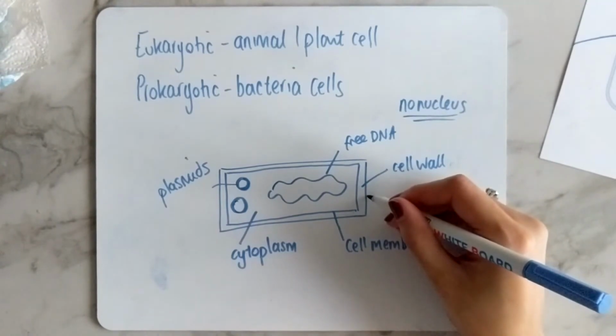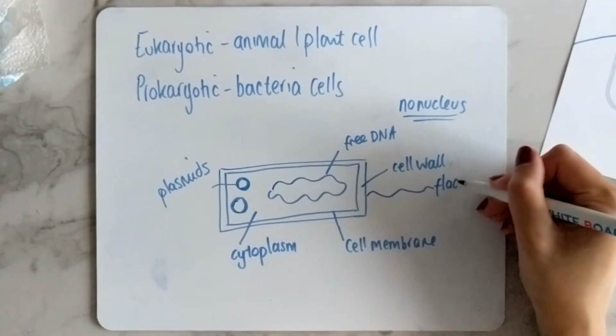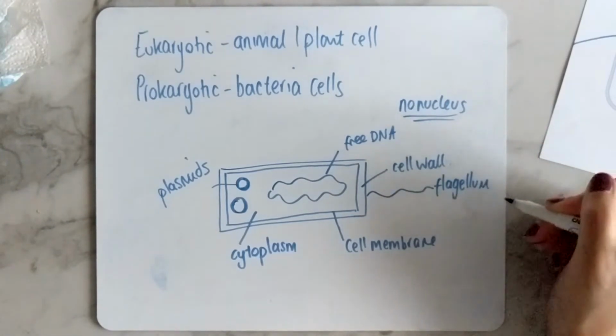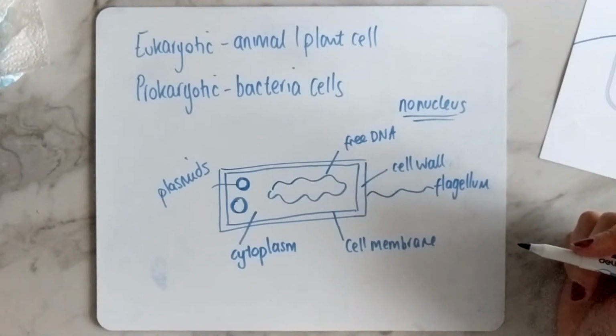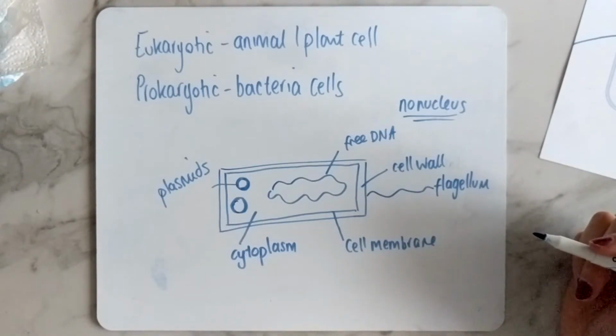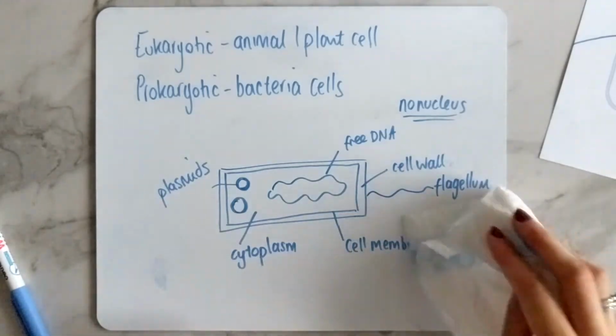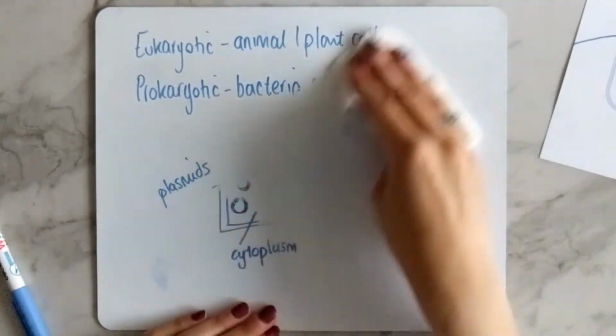Bacteria cells sometimes also have a tail known as a flagellum, and the tail is basically there to help it move, help it swim, just like a sperm cell has a tail to help it move faster. The bacteria cell also has a flagellum. So that's all you really need to know about cells. So let's go on to magnification now.